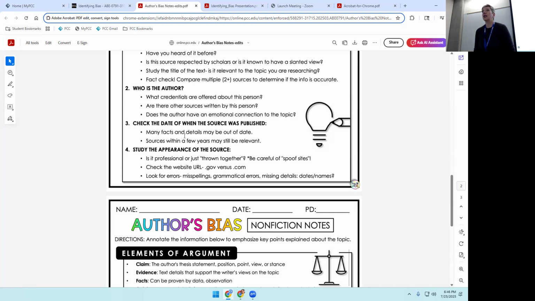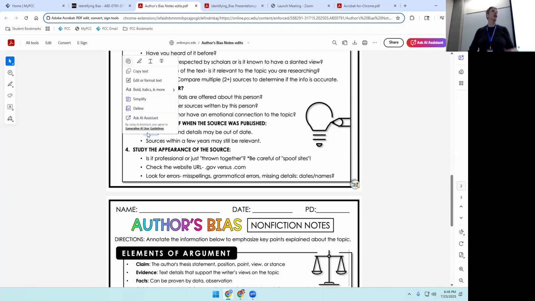Many facts and details may be out of date, so we want to look at how old it is. There are some things that are not meant to be cited if you are doing something sciencey. If you've got old information in there, that has probably been replaced with newer and better information.